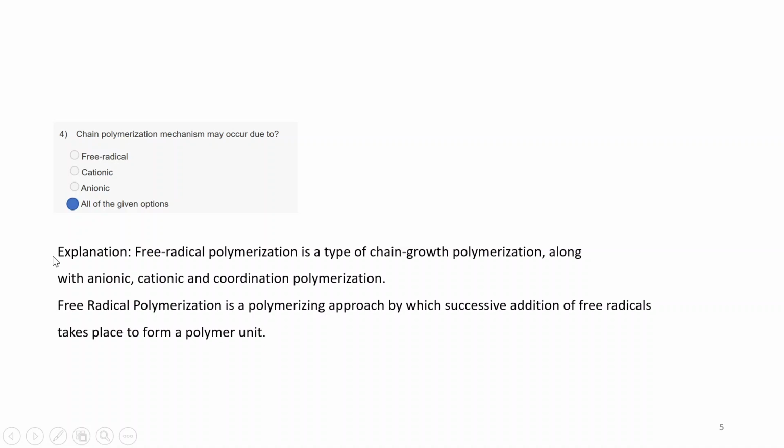So here is an explanation. Free radical polymerization is a type of chain growth polymerization, along with anionic, cationic and coordination polymerization. Free radical polymerization is a polymerizing approach by which successive addition of free radicals takes place to form a polymer unit.